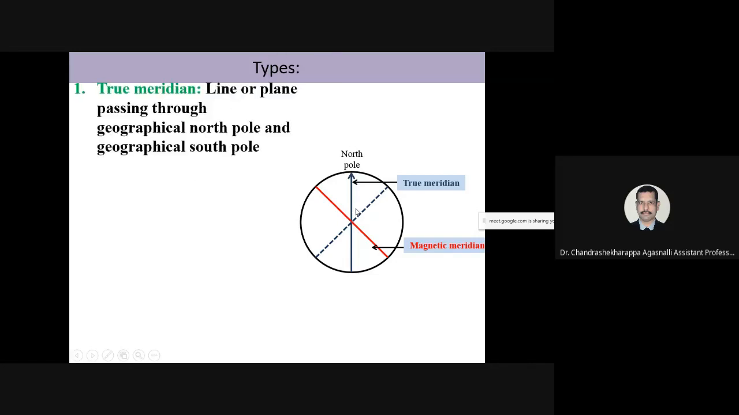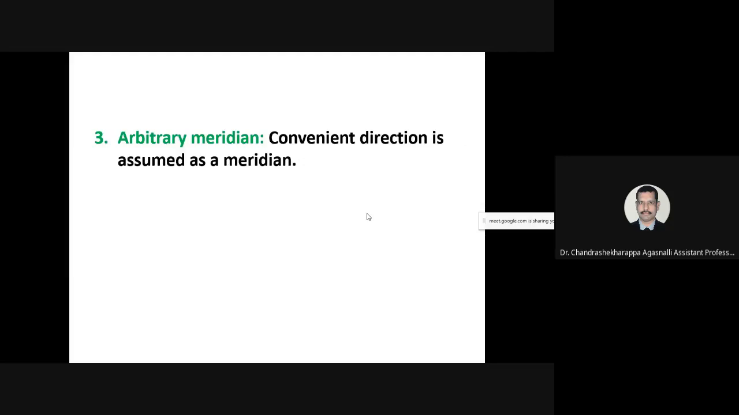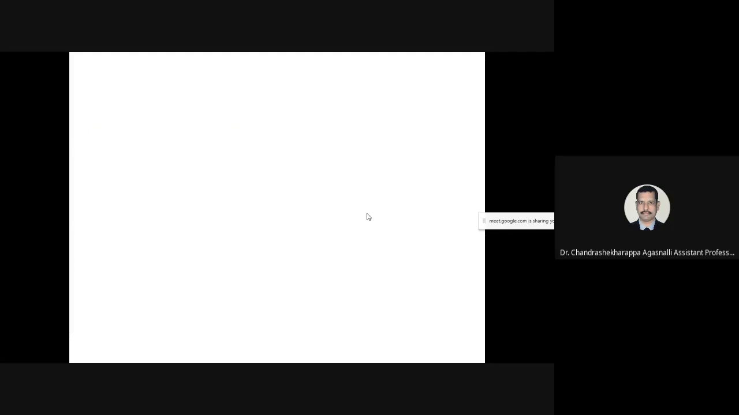The true meridian line passes through the geographical north pole and the geographical south pole, completely north-south. When the magnetic needle is suspended freely and balanced properly, and is unaffected by magnetic substances, it indicates the direction, which is also known as the magnetic meridian. The angle between the meridian and the line is called the bearing. That's called the true bearing here, the angle of this true bearing line. And here it's magnetic. I told you this is the magnetic meridian. An arbitrary meridian is a convenient direction taken as a meridian.